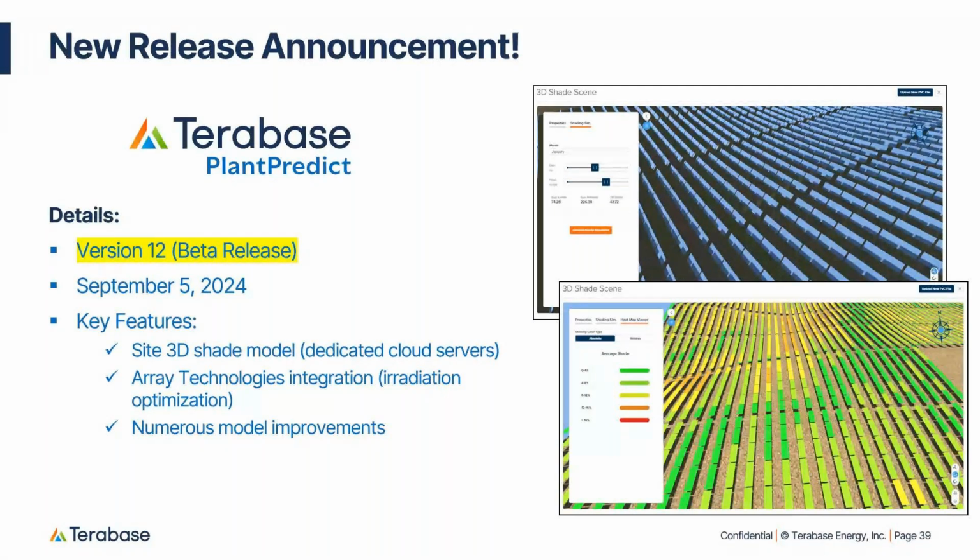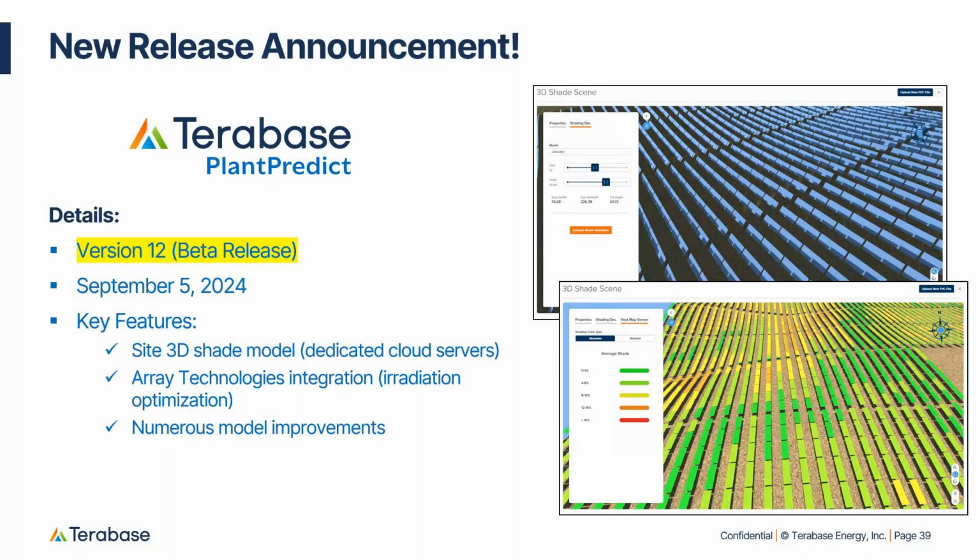Our next major PlantPredict release, version 12, is happening next week, September 5th. This will initially be released as a beta version, which is customary for all new PlantPredict major releases. And the primary feature will be a new site-level 3D shade analysis. I've included a few screenshots here. This has been well over a year of development, and we're so excited to get this into the hands of all of you and all of our users. This has been a long time coming.